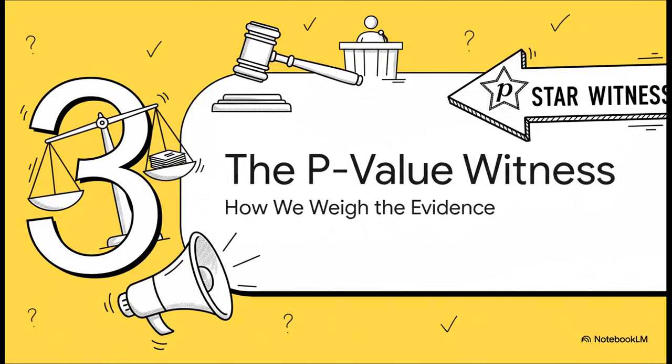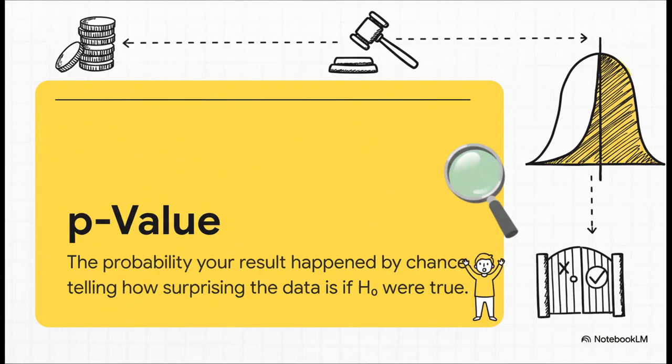So you've got these two competing stories. How in the world does the court decide which one is more believable? Well, it calls in its star witness. And in the world of statistics, that star witness is something called the p-value. Okay, the p-value can feel a little weird at first, but stick with me. It answers a really specific question.